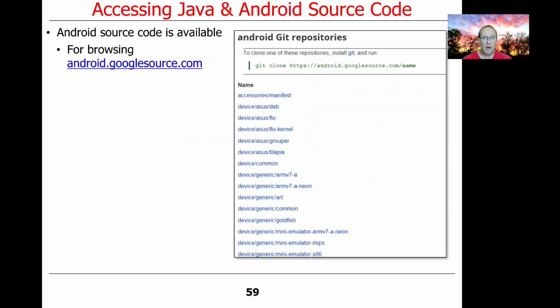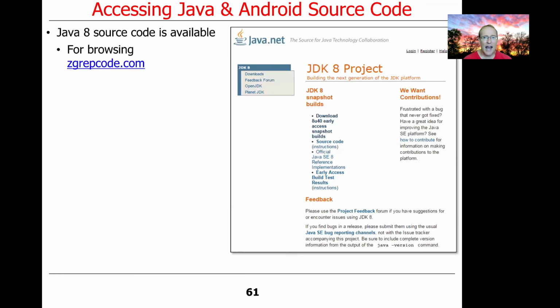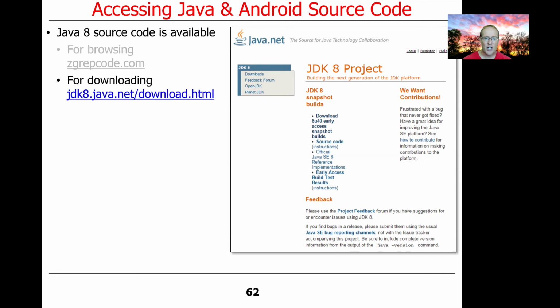One of the other cool things about Android and Java, they're both available in open source form, so you can get the source code for Android for browsing and downloading. We probably honestly won't really need it for this course, but it's just nice to know it's out there. And then you can also get the Java source code for browsing and the Java source code for downloading. That I would recommend you do.